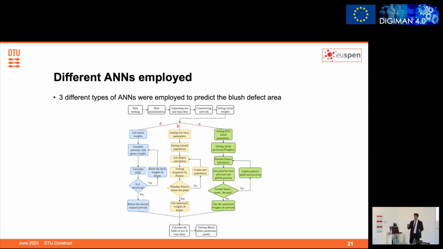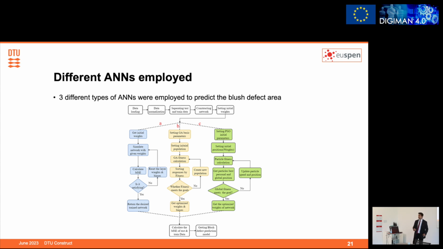For the next step, as I told you, we decided to employ artificial neural networks to provide a better predictive model for the area of blush defect. For this purpose, we decided to have 3 different types of artificial neural networks. The first one was the basic artificial neural network, the multi-layer perceptron, which uses the gradient descent method to optimize the weights and biases of the links between neurons.